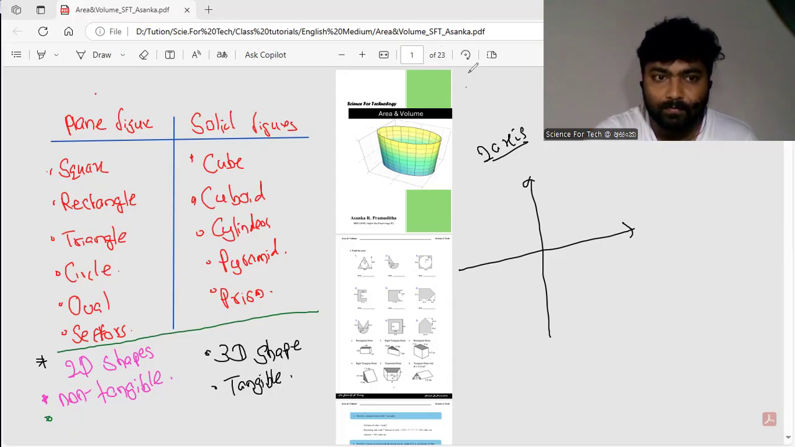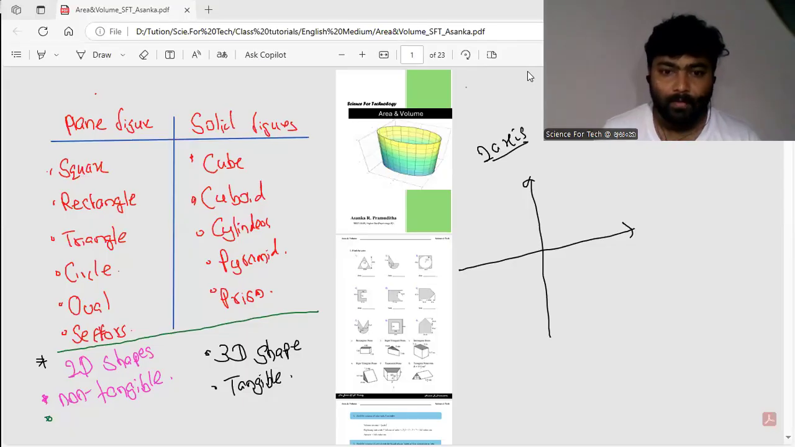Finished? Yes, sir. Okay, then write our next topic. Area of plane figures.